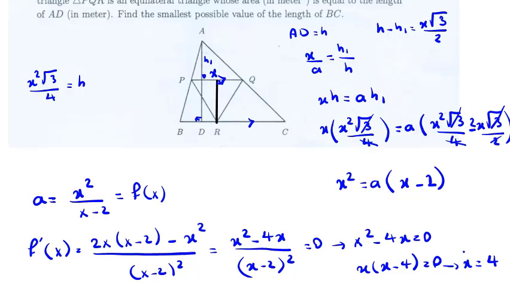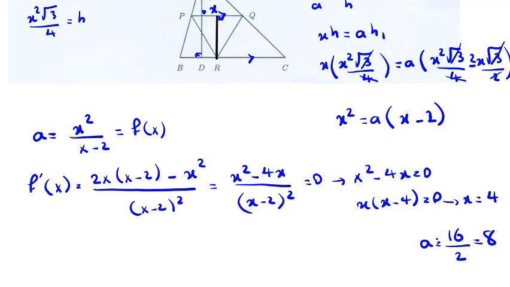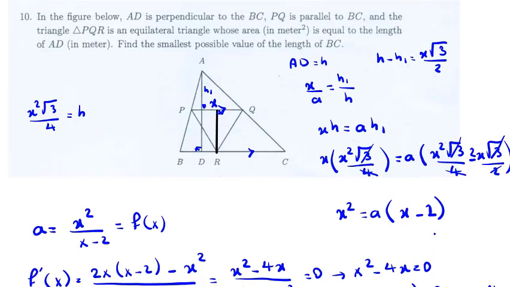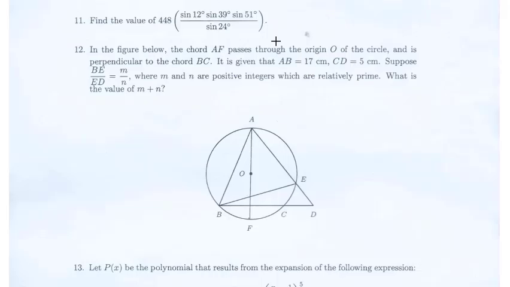And in this case, we conclude a is 16 over 4 minus 2, which is 8. And you can check x near this, and you will see a is minimum. And you will conclude that the smallest possible a will be 8. SMO 2019 senior section first round, problem number 11.